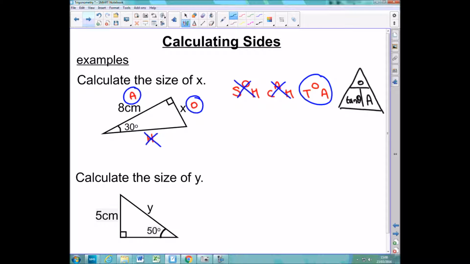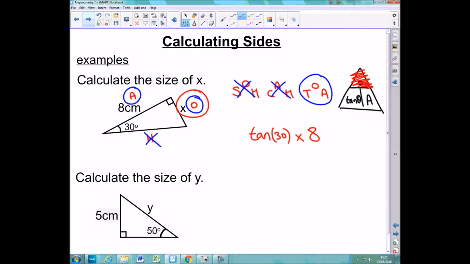Now, what I'm going to do is use it just like I did in science, and I'm going to cover up the side that I want to work out. Now here, I want to work out this x, the opposite. So that means I need to cover up the opposite on my triangle. Now, covering that up with a hand, I can see I'm left with a little formula here. Now my formula is tan of my angle, which is 30, multiplied by A, my adjacent, and my adjacent is 8.